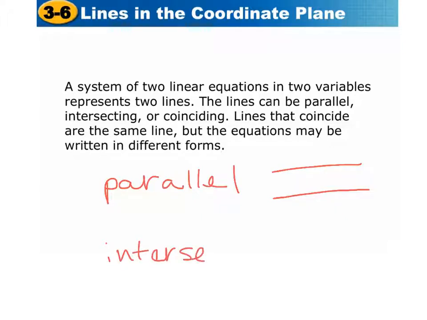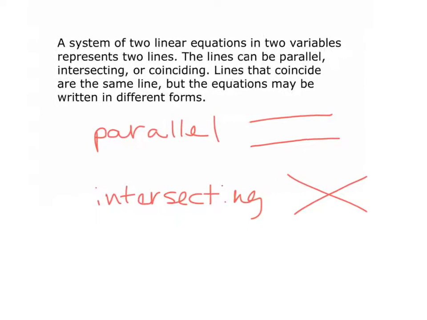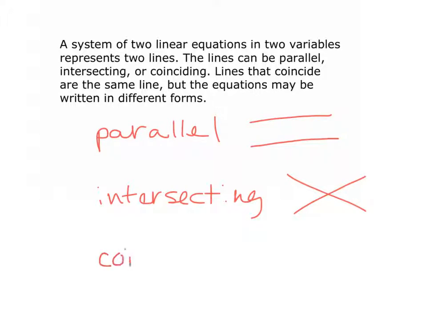Intersecting lines are going to intersect at a point. Nicole, what do we know about coinciding lines? What does it say on the board? What does it say on your iPad? If they're on the same line. So lines that coincide are the same line. So coinciding are going to be the same exact line right on top of each other.